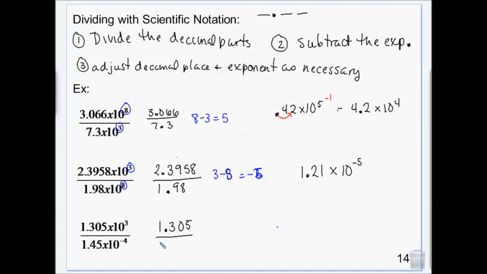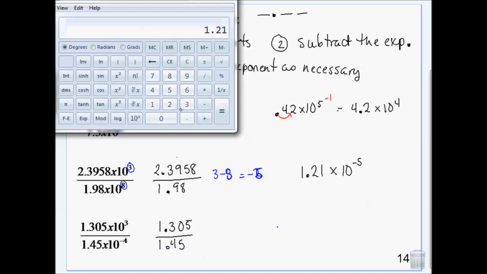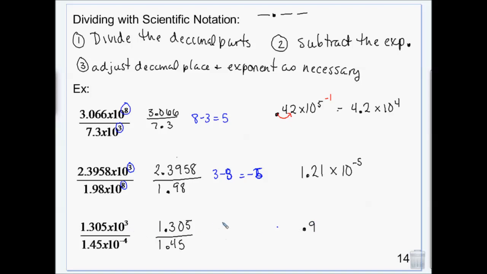1.305 over 1.45, if I do that division, I get 0.9, and then my exponent's 3 minus negative 4. 3 minus negative is a happy guy, so it's positive, so it's 7. So times 10 to the 7th. And it gets a plus 1, right? But I'm going to move this way so I get a minus 1. Moving to the right, so it's 9 times 10 to the 6th. So if we move to the right, we subtract an exponent. Move to the left, you add 1.